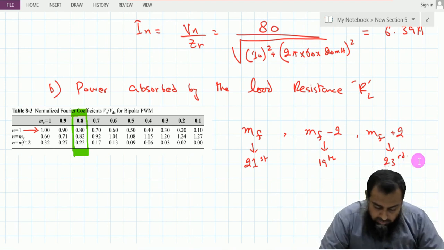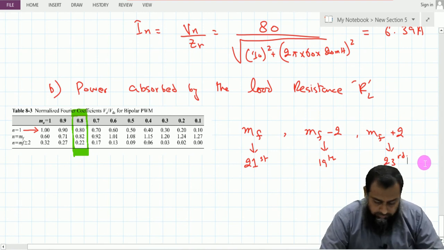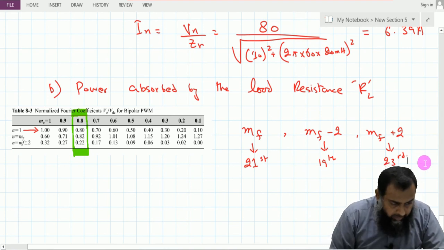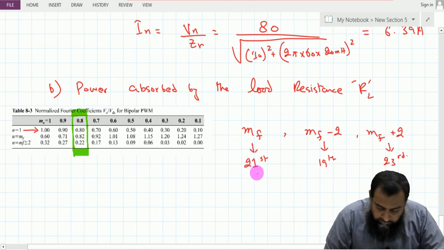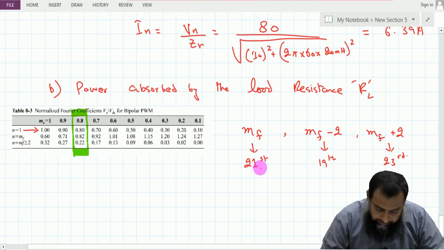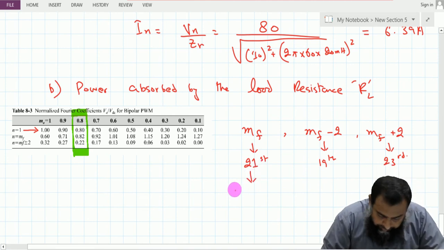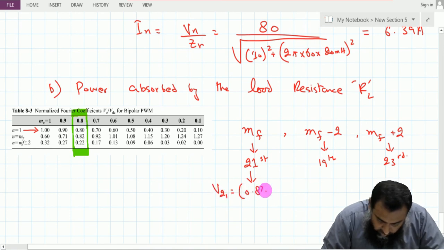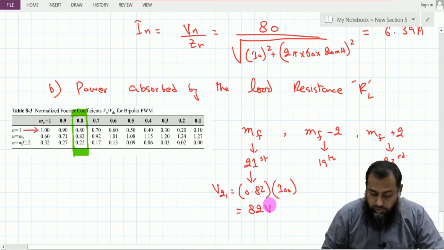Now, what are the values of these MA and MF? For this, let us see what is the voltage of this 21st harmonic component. So the 21st harmonic component is 0.82. So V21 is equal to 0.82 times 100, which is the VDC, and therefore it is equal to 82 volt.